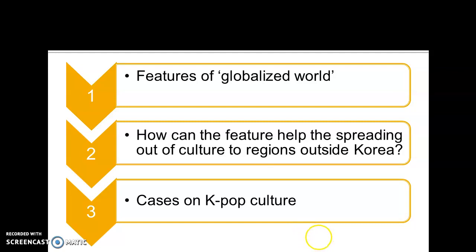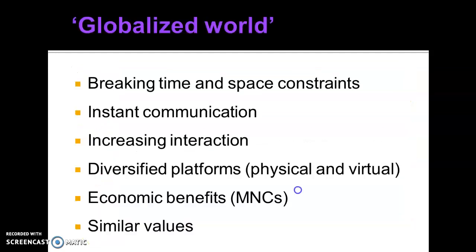So when you answer questions, each of the arguments should be included in all these ways. Firstly, you have to include the features of the globalized world, and how these features help K-pop culture to spread to regions outside Korea. And finally, for each of your arguments, you have to provide a case study example about K-pop culture. So the structure of your answer for each paragraph should not be too difficult. So now let's look at how you should approach the question step by step.